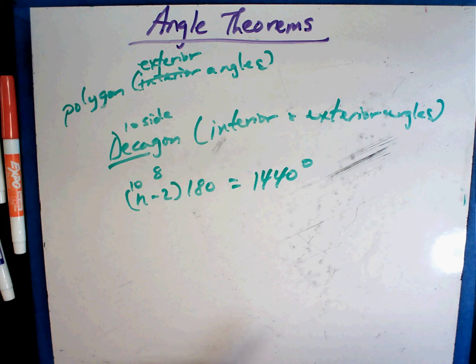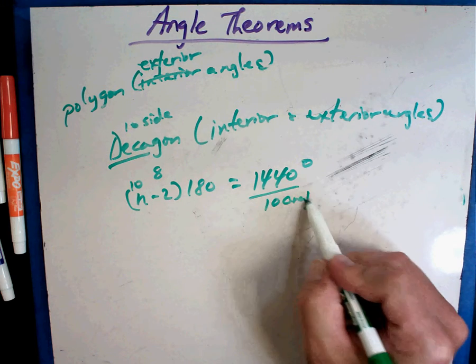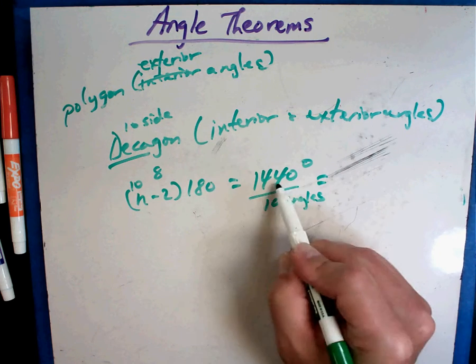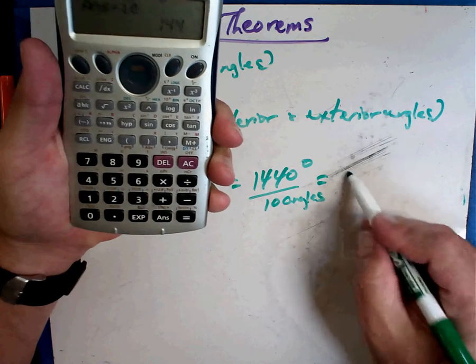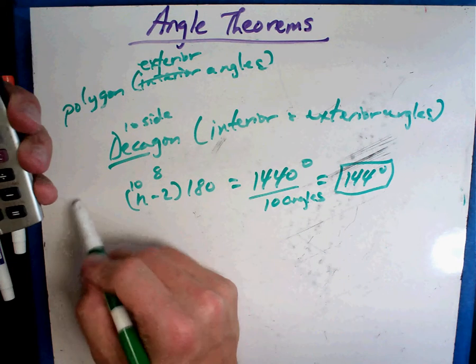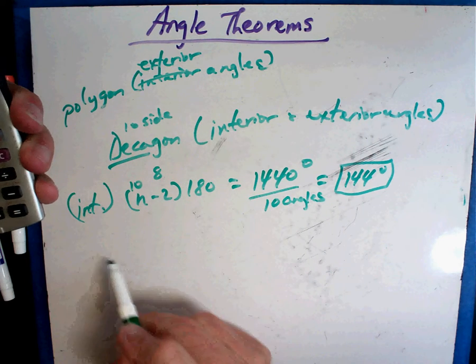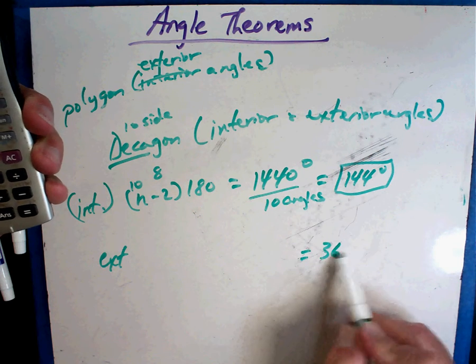But how many angles are inside that? There's 10 angles. So each angle, if they all add up to 1440, divided by 10 is 144. So each angle is 144 degrees inside. That's your interior angles. If you want your exterior angles, we already said that has to equal 360.